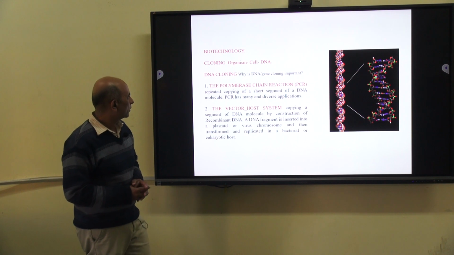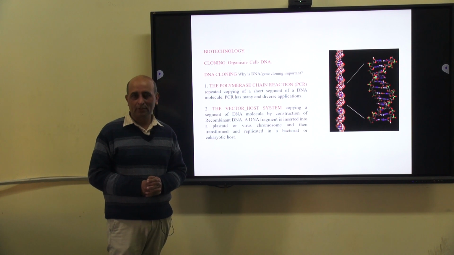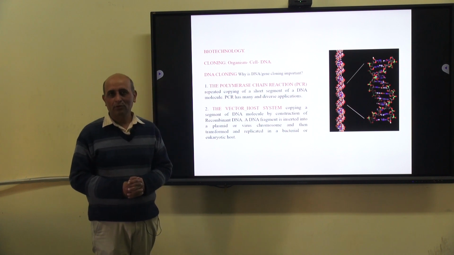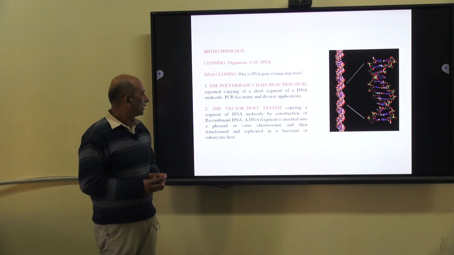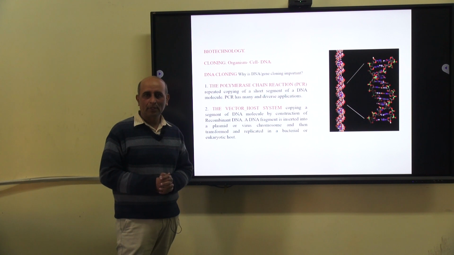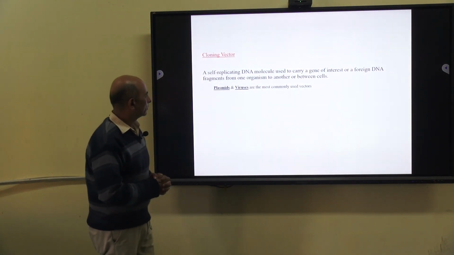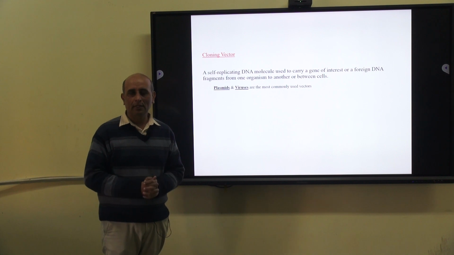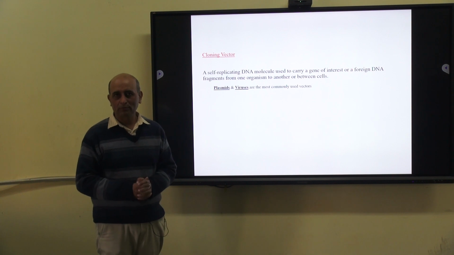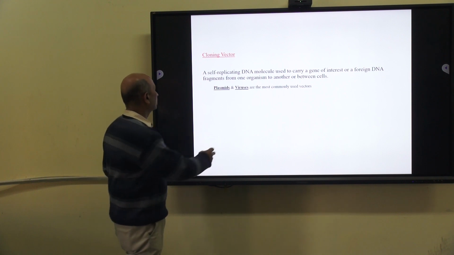And for this cloning or DNA cloning, there are two procedures. One is PCR, polymerase chain reaction, and the second is the vector host system. In this vector host system, it involves creation of a recombinant DNA and transformation into a suitable host, and this cloning vector is defined as any self-replicating DNA molecule. It can be a plasmid or a virus genome, and this can be used to transfer a gene from one organism to another or between different cells.